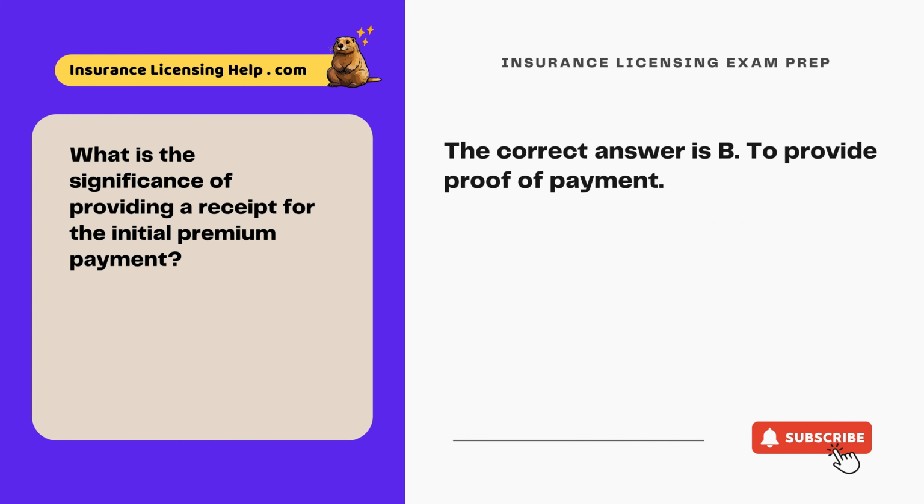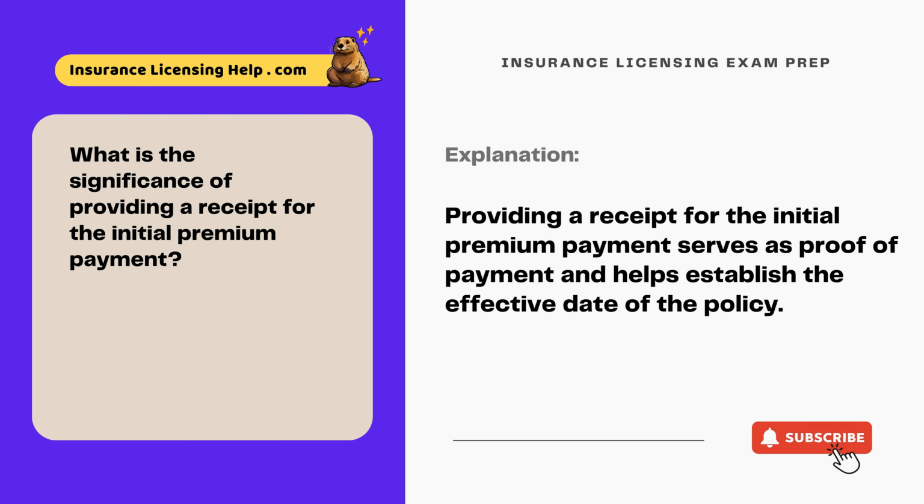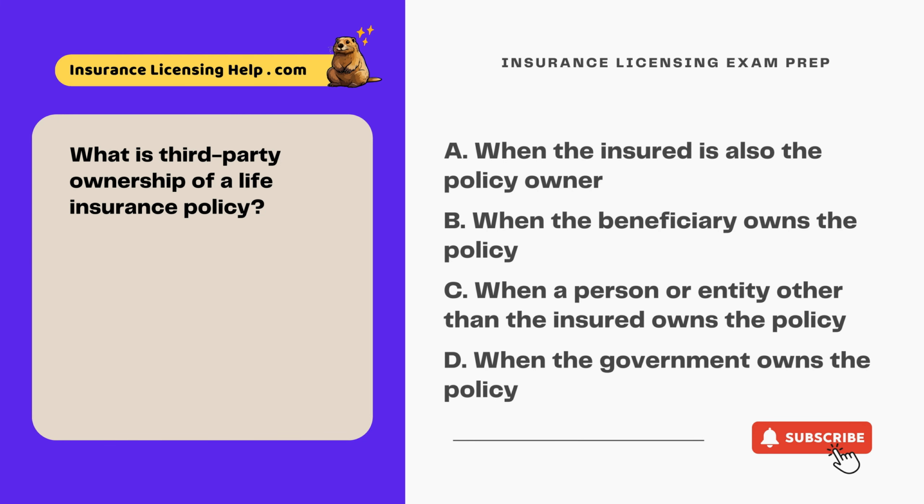To provide proof of payment. Providing a receipt for the initial premium payment serves as proof of payment and helps establish the effective date of the policy. What is third-party ownership of a life insurance policy?